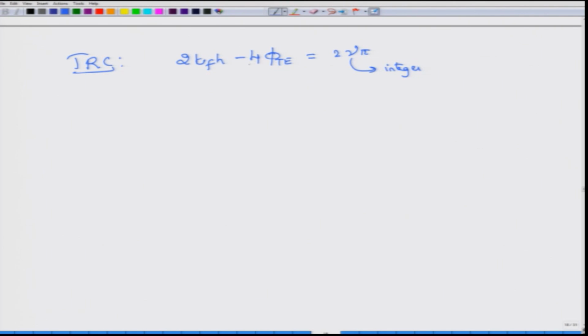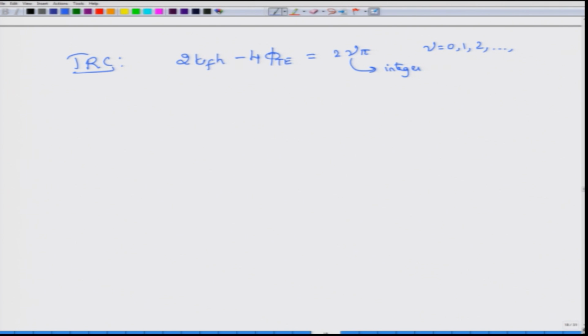In this module we continue the discussion of slab waveguide, and if you remember, at the end of the previous module we wrote a condition called the transverse resonance condition, given by 2 kappa f times h minus 4 phi TE equals 2 times nu pi, or rather nu times 2 pi, where nu is an integer. So, the value of nu is usually taken to be positive integers. So, it is nu equals 0, 1, 2 and so on.